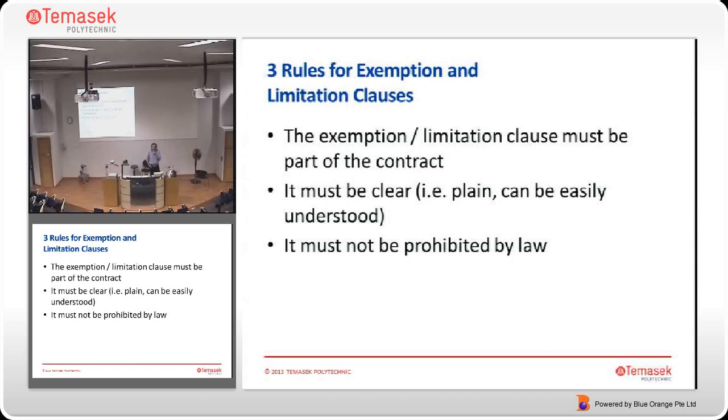Right, so even if you have something that is part of the contract and is clear, but the law doesn't allow you to exclude that liability, that clause is ineffective. So you must have all three. It's not one or the other, it's all three. You have all three, then you have an effective exemption clause. If one is missing, not effective.